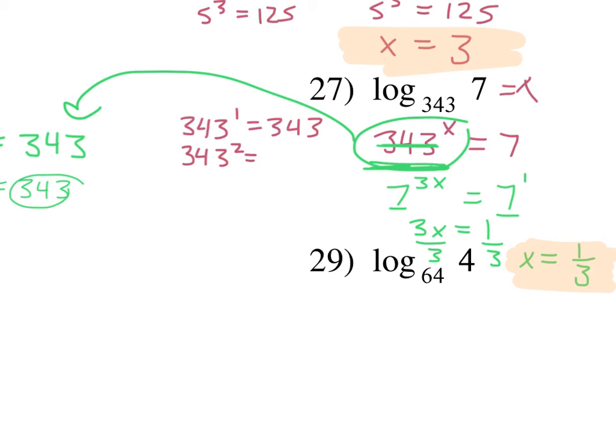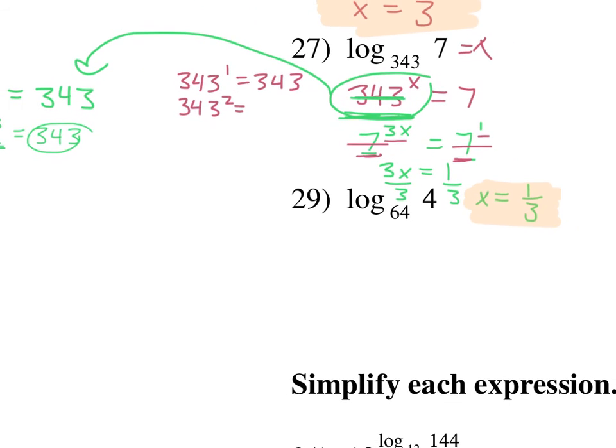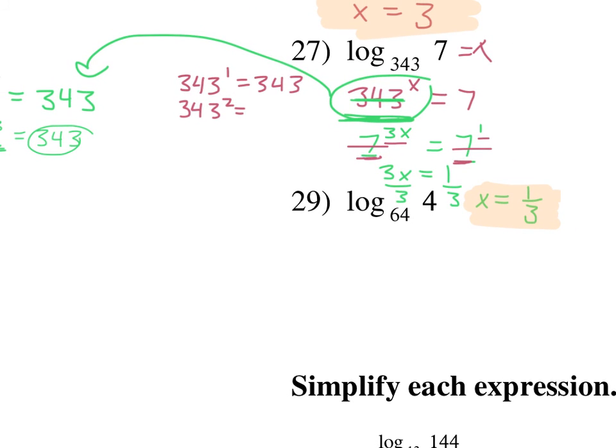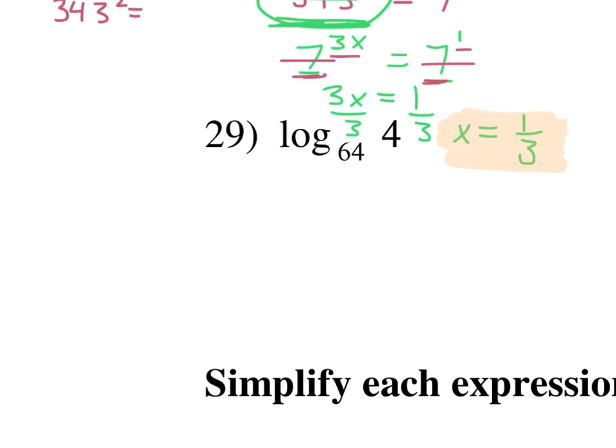So our goal here was to get the bases to be equal, to be the same thing. That way we can just take out the bases and put the exponents equal to each other. So we have 3x is equal to 1. Then we divide by 3 on both sides, so we get x is equal to 1/3. We're going to do the same thing for 29. Any questions on that one? All right, let's look at 29.